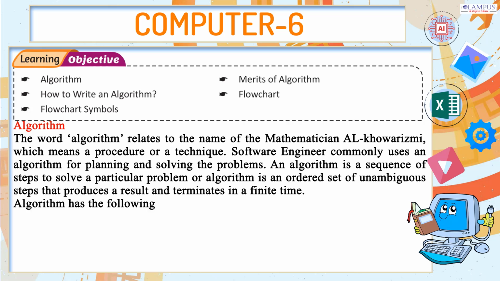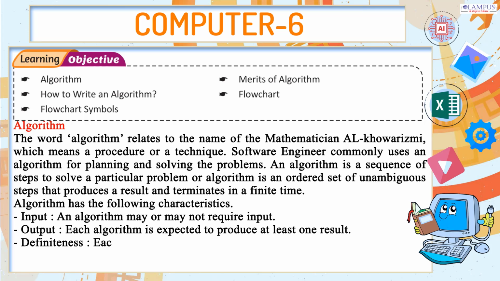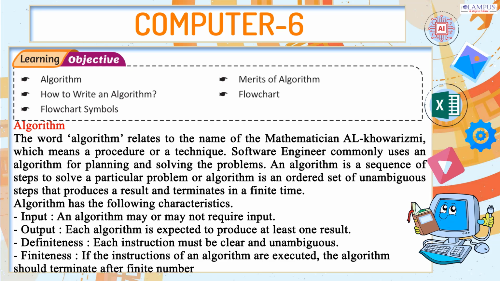An algorithm has the following characteristics. Input. An algorithm may or may not require input. Output. Each algorithm is expected to produce at least one result. Definiteness. Each instruction must be clear and unambiguous. Finiteness. If the instructions of an algorithm are executed, the algorithm should terminate after a finite number of steps.